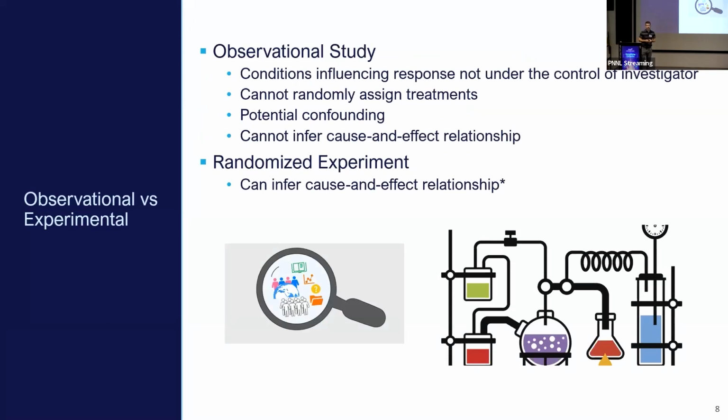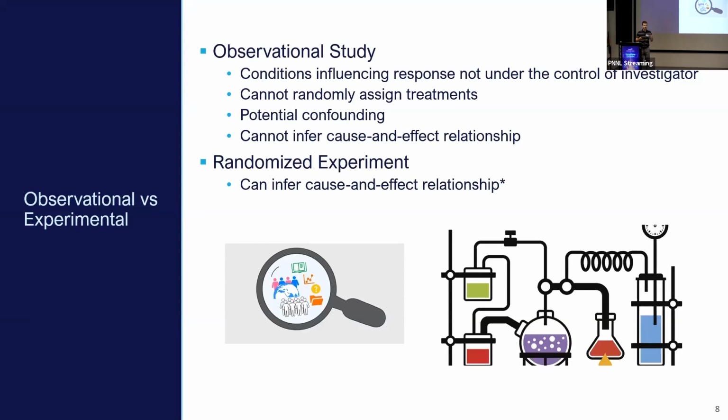So the first thing, and I think one of the most overarching distinctions of this presentation, is discussing the difference between observational studies and experiments. Observational studies are things where there are conditions influencing the response that we, as the investigator, do not necessarily have any control over. This could be something like looking at the phases of the moon. We have no control over that, so that would be an observational study. Because of that, we can't randomly assign treatments, and it could lead to some potential confounding.